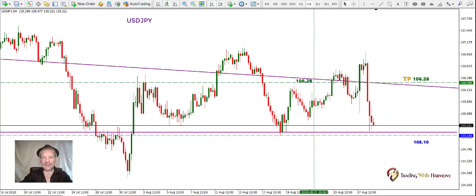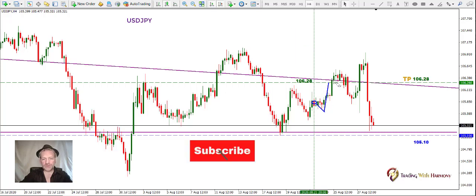So last week we were at this point here, we finished here at this point. And what I was talking about last week was that I was looking for price to come back into this level and then to come up and hit our TP, take profit. So it did this week. So if you're on that move, guys, well done. We hit the actual target being the 106.28.